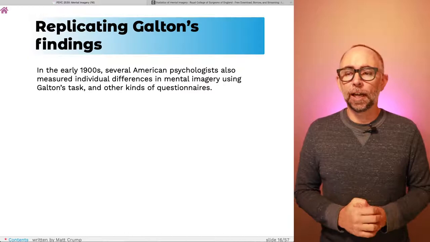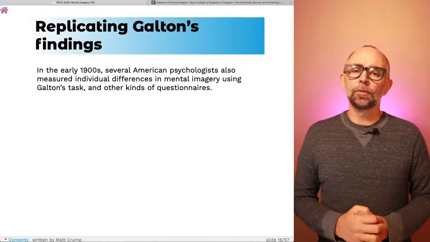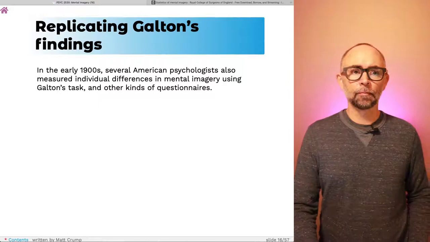We can wonder, is this something that anyone would find? Is this something that is true about mental imagery? And in the early 1900s, there were efforts to try the same methods on different sets of people to see what happens, to see if Galton's basic findings are replicated. So let's take a look at one replication attempt.